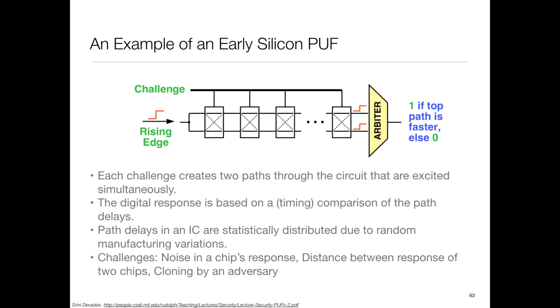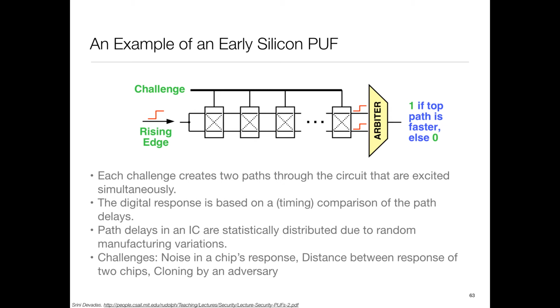An early silicon PUF worked the following way. Essentially, it takes a lot of stages, and you create a cascade of a large number of them. Each challenge basically creates two paths through the circuit. Actually, they will not be latches; they would simply be feed-forward circuits. Depending on whether this bit is 1 versus 0, you will either take the top path and bottom path, or they will shuffle.